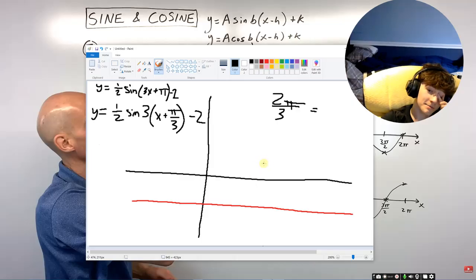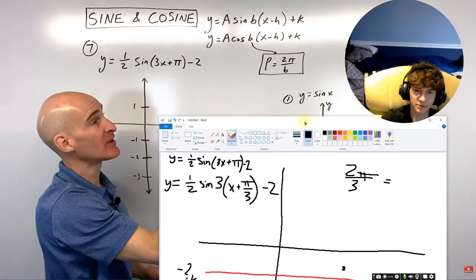So our k plus the a is the maximum. So that means that minus 2 plus 1/2 is negative 1.5, and our k is negative 2. So negative 2 equals k. So our minimum is negative 1.5. That doesn't make any sense. K is supposed to be in the middle. Did I copy this wrong?